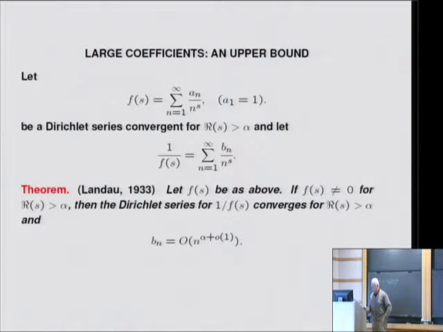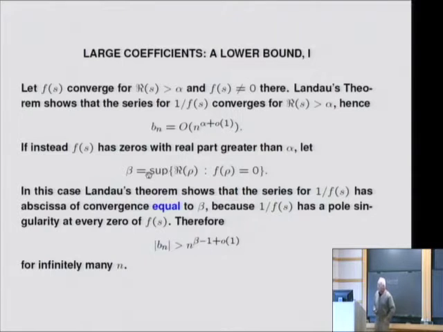So let's see. If you have a zero with real part greater than alpha, let's say beta is the supremum of the real part of zeros of f in the region of convergence. Then this series for 1 over f has abscissa of convergence equal to beta, and therefore you have a lower bound, n to the beta minus 1. Otherwise, this series would be convergent up to and including beta, in fact even a little more to the right, which cannot be because it's a pole. So in the presence of a zero, you have a lower bound.